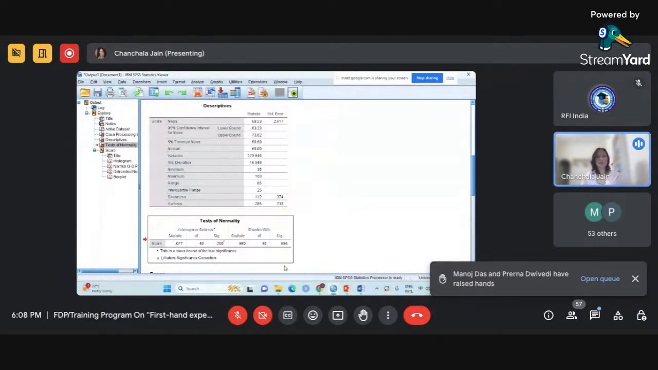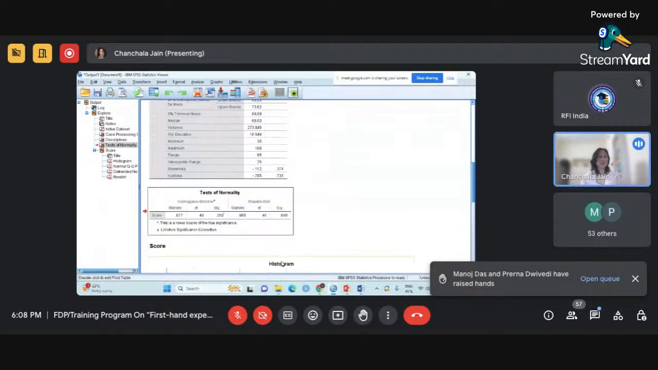The test of normality table shows us the Kolmogorov-Smirnov test results and the Shapiro-Wilk test results. Here we need to report the Shapiro-Wilk test. The Shapiro-Wilk test significance value is 0.696. I think you can recall I have told you the hypothesis for this. Can anyone tell me what was the hypothesis?